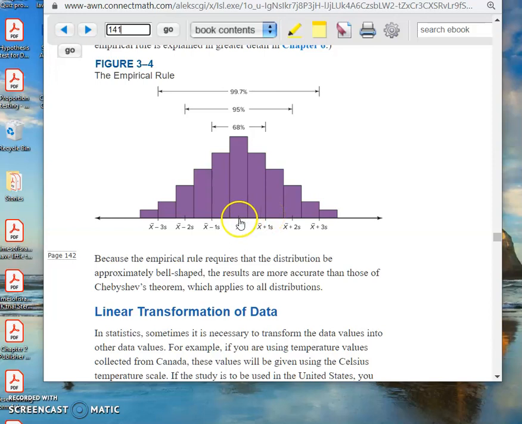How about between x bar and 2 standard deviations, between here and here? Well, there's 95%, right? Look at these little bars up here. There's 95% between x bar plus 2 standard deviations and x bar minus 2 standard deviations. There's 95% between here and here. So half of 95% is 47.5%, right? Let me double check that.